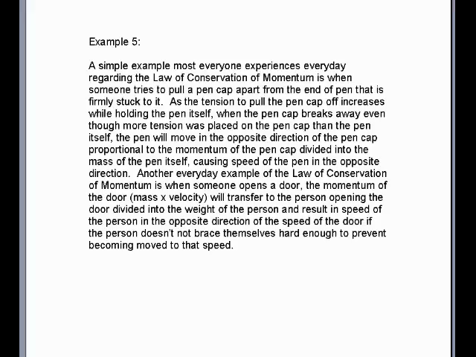Another everyday example of the law of conservation of momentum is when someone opens a door. The momentum of the door, mass times velocity, will transfer to the person opening the door, divided into the weight of the person, and result in speed of the person in the opposite direction of the speed of the door if the person does not brace themselves hard enough to prevent becoming moved to that speed.